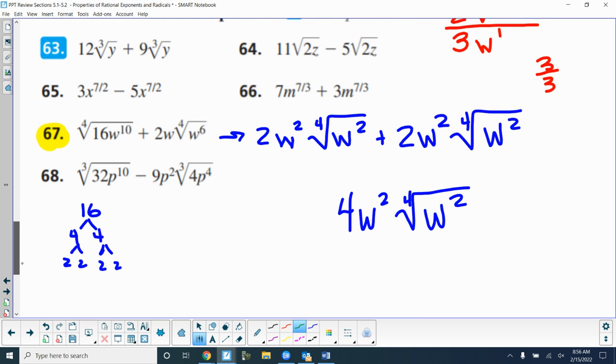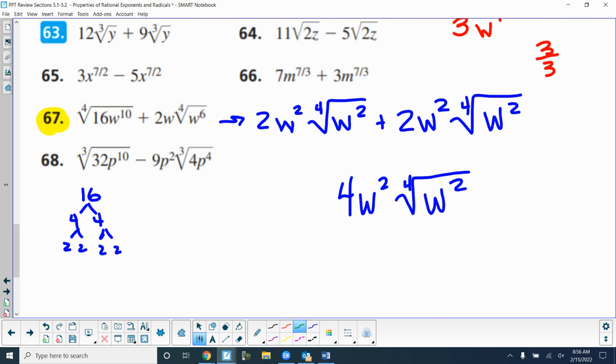All right, 64, 66 were easy, right? 68, we gotta make them the same. But the answer is negative 7p to the third times the cube root of 4p. Do I need to go over that one? I can. We okay? Yeah. We're good? All right. So, just taking your time on those, you should be okay. All right? Fourth root, you're looking for groups of 4. Fifth root, groups of 5. Cube root, groups of 3.